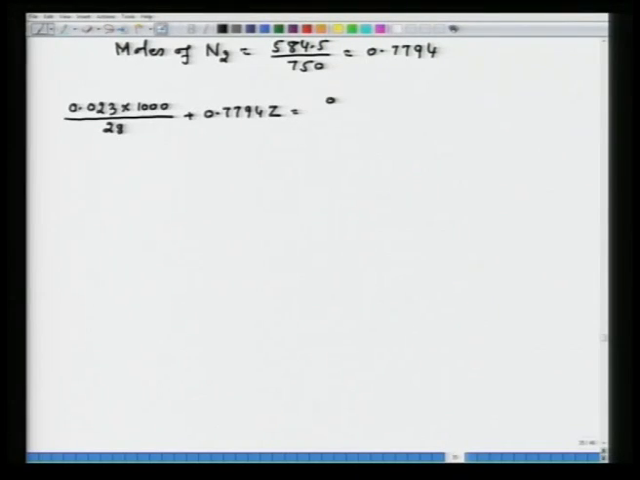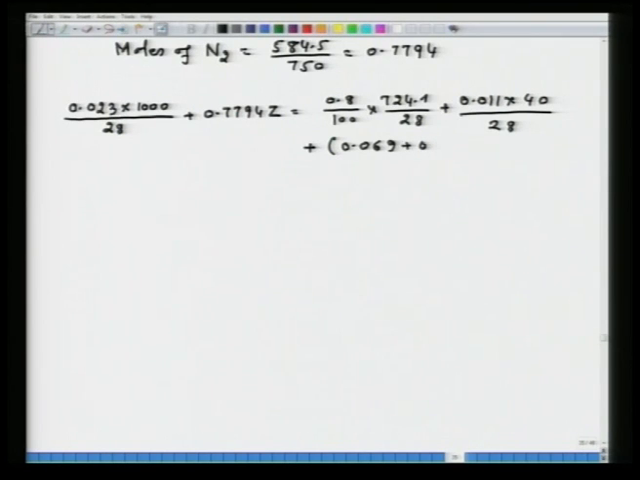Now, had there been temperature changes, this value will also change. So, that will be equal to 0.8 upon 100 into 724.1 upon 28 plus 0.011 into 40 upon 28, that is the nitrogen in tar, plus 0.069 plus 0.0065, that is NH3 and N2, into 15.357, that is the amount of gas that we determined. So, if we solve this, we will get the value of Z equal to 0.71875. However, there is no need to have such a thing, but well, since I have written kg mole.